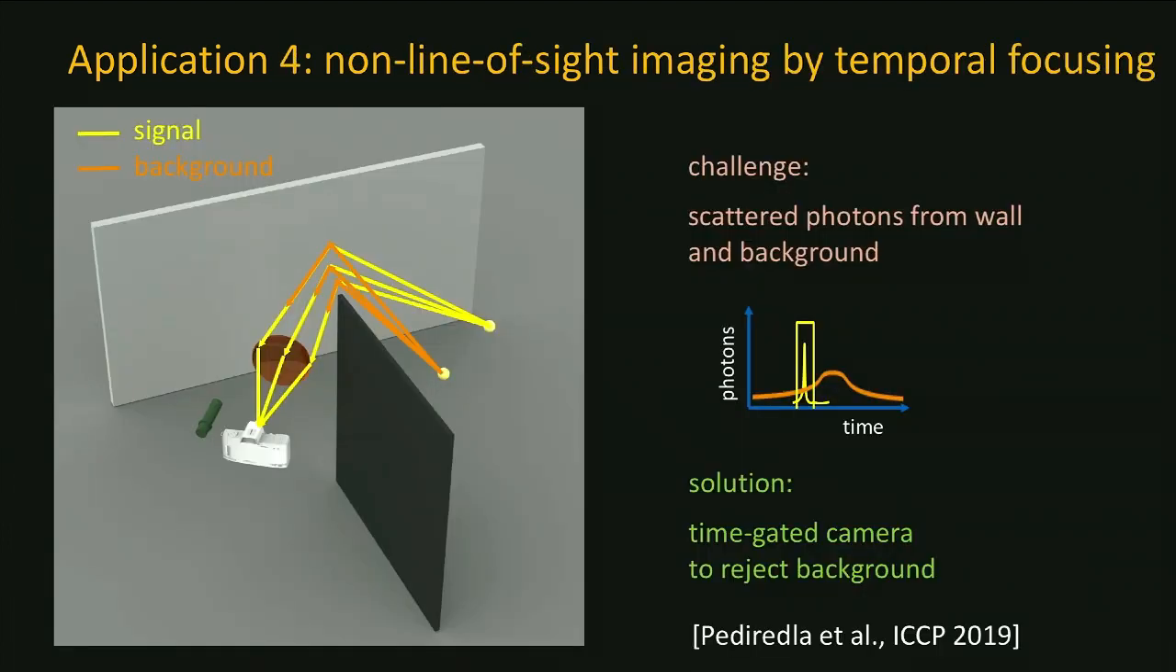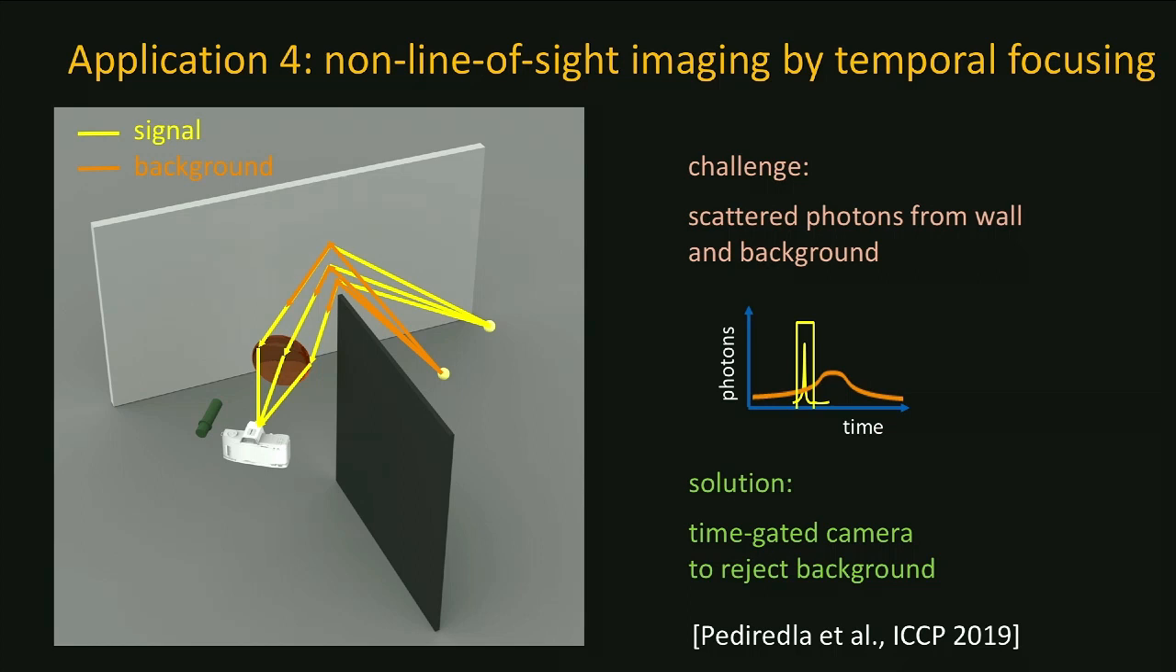Finally, time-gated cameras have seen a lot of use in the emerging application of non-line of sight imaging. We cannot look around the corner unless the wall is very shiny or mirror-like. This is because photons scattered from the wall and the background completely overwhelm the signal coming from the object of interest around the corner. We get a couple of signal photons for every million background photons. This is the main reason why we cannot look around the corner.